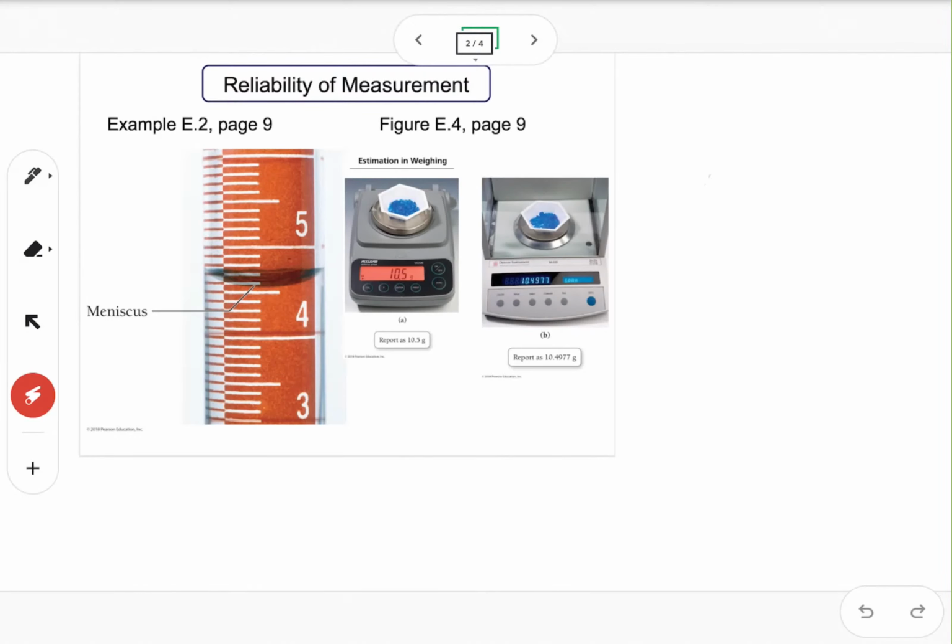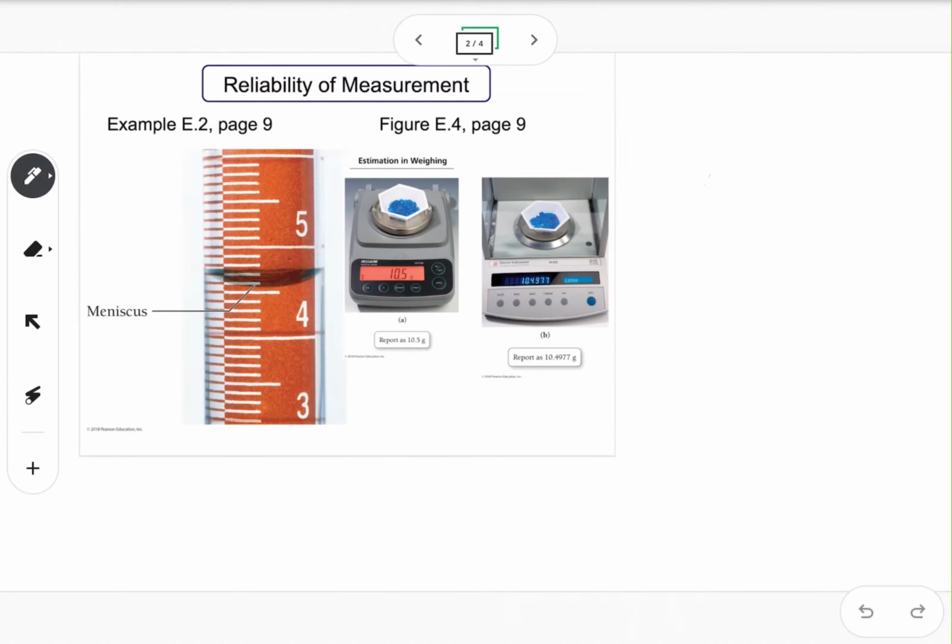We are going to use this example to demonstrate how we read the data and write the data. Please remember one thing, a general guideline. Scientific measurements are reported so that every digit is certain except the last one, which is estimated.